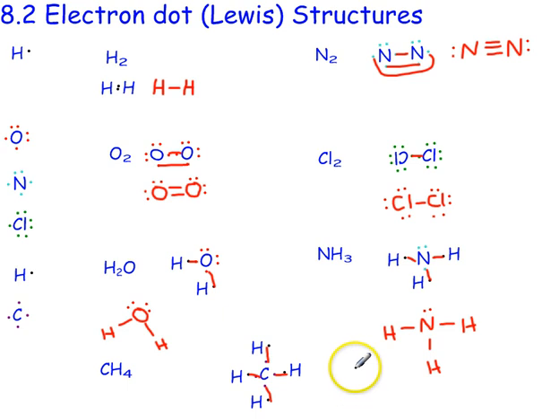If I were to rewrite this molecule as a Lewis structure, I would have a carbon with 4 lines coming out of it, and on the other end of those lines I would have a hydrogen, and there are no lone pairs around either the hydrogen or the carbon. So these are very simple Lewis structures.